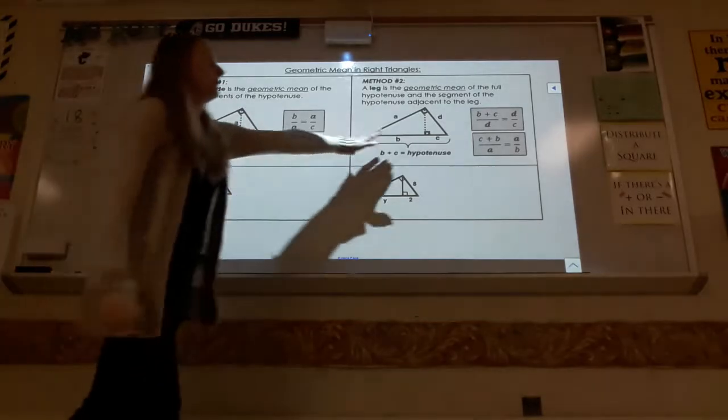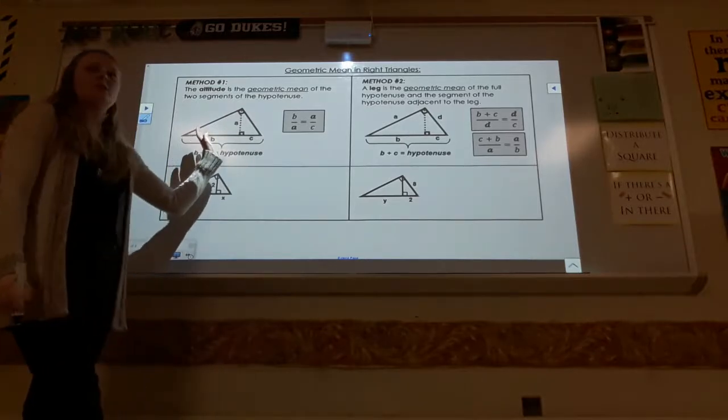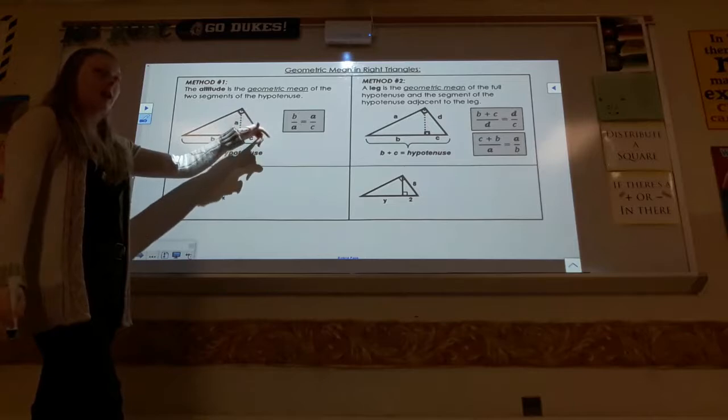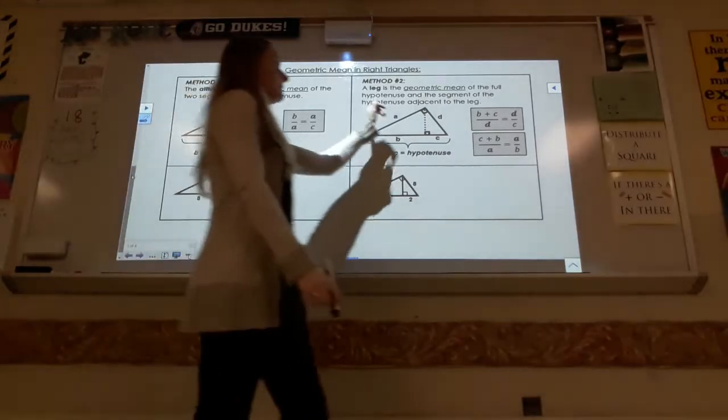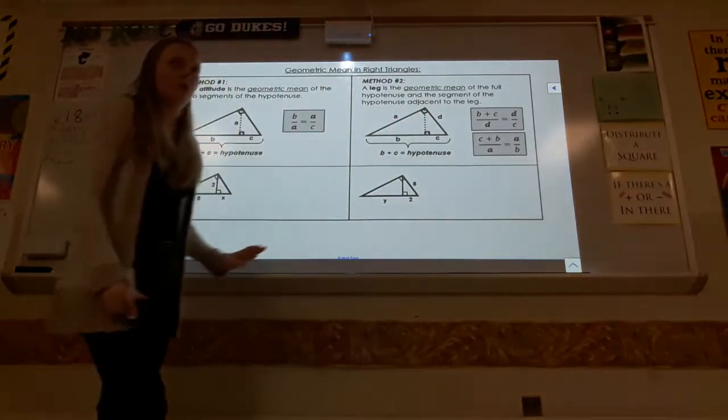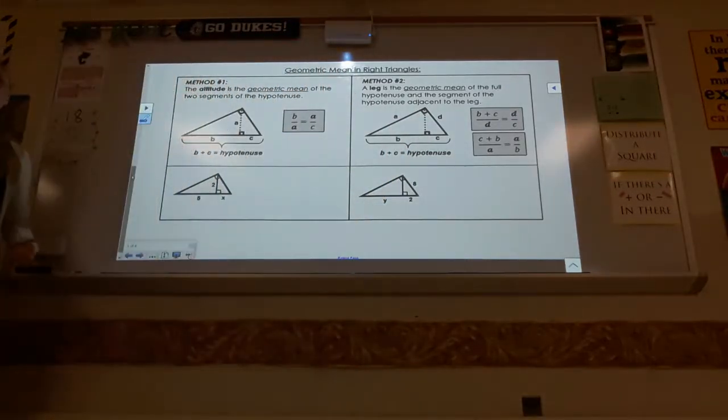We have that scenario happening for both of these. But the difference between these pictures is that you're either going to have the altitude labeled and the sides not labeled, or you're going to have the sides labeled and the altitude not labeled. They give you one or the other. They won't give you both. Okay? So there's a different method for each scenario.